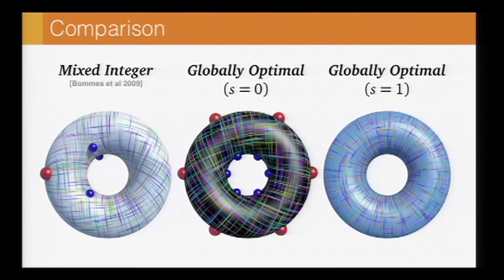Whereas if we compute the globally optimal solution, either using the Dirichlet energy or the holomorphic energy, we get something very natural. And again, you see we can trade off between the straightness of these field lines with the Dirichlet energy and the number of singularities with this holomorphic energy.